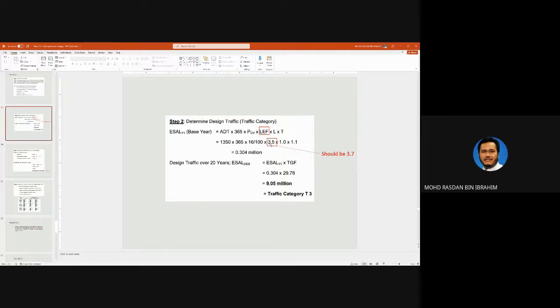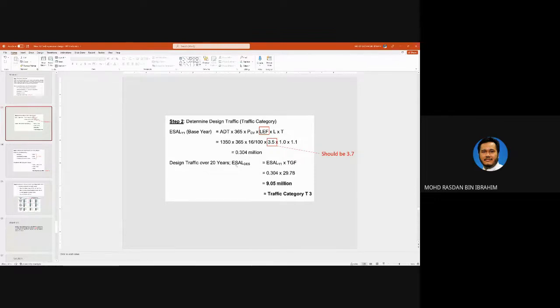When you calculate here, this should actually be 3.7 in this formula. So you just multiply the ADT with the number of days per year and the percentage of commercial vehicles. 3.7 is in the formula. It is not LEF. It is a factor 3.7, and then times L times T. You get 0.3 million.